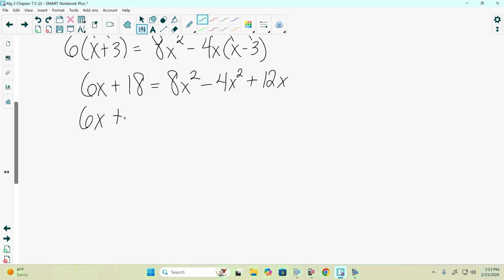Now, before we can start trying to get this equation equal to 0, we do need to combine like terms. Our 8x squared and 4x squared, 8 minus 4, is going to be 4x squared plus 12x. And really, that was the only thing we needed to combine, the only like terms we had on either side.